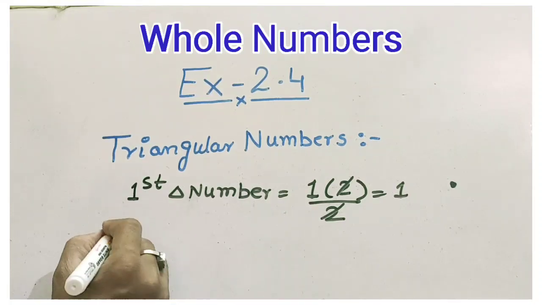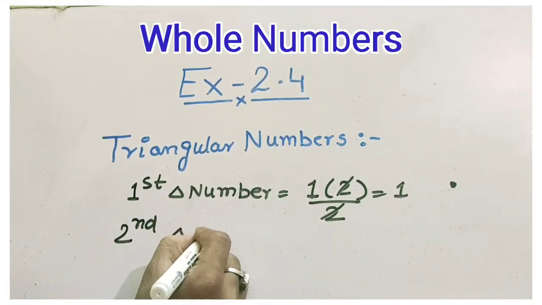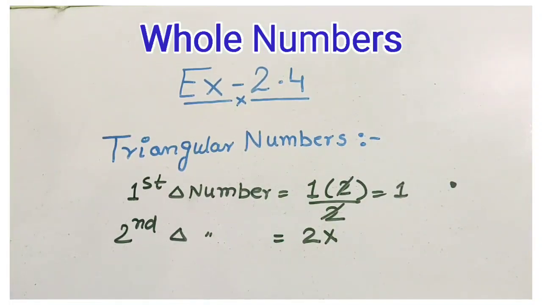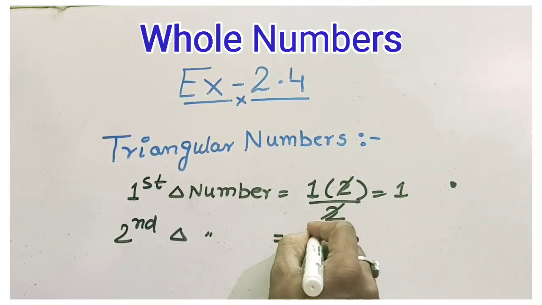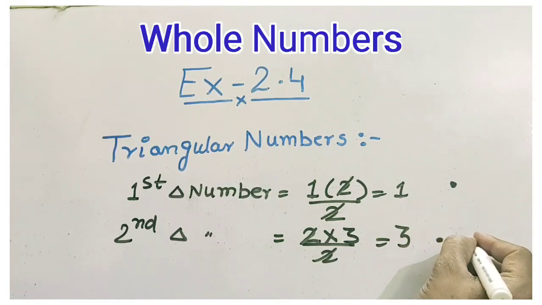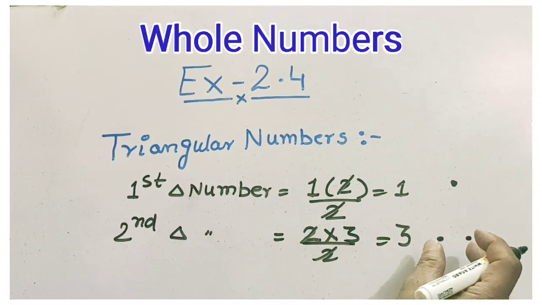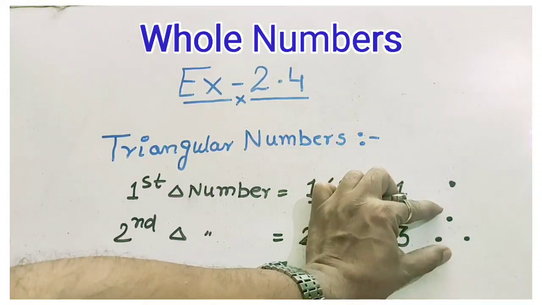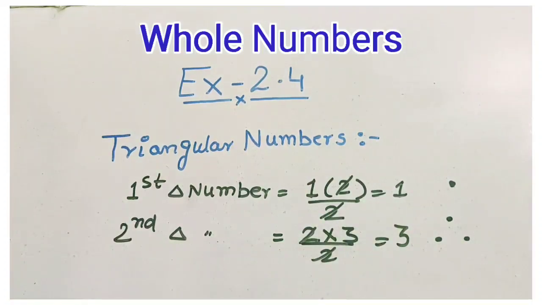Second triangular number will be 2 multiplied by the next number. As we are finding the second triangular number, the formula will be n(n plus 1) upon 2. Put n as 2. So the next number, n plus 1, will be 3, upon 2. The 2s cancel out. We got 3. As we are finding the second triangular number, 2 dots, then 1 dot. Overall 3 dots are there. Therefore, this is the second triangular number.